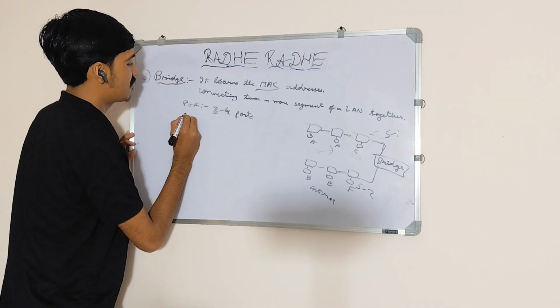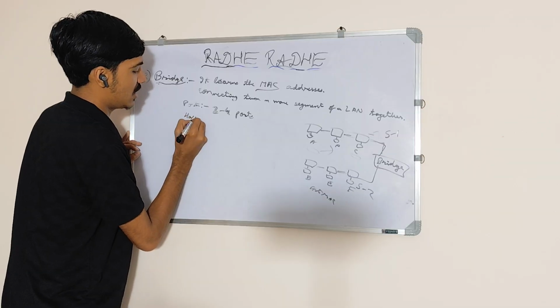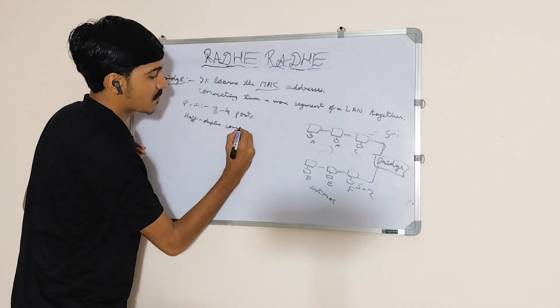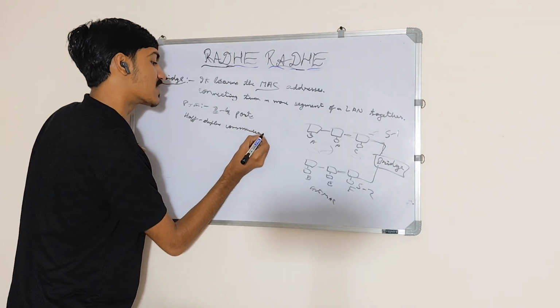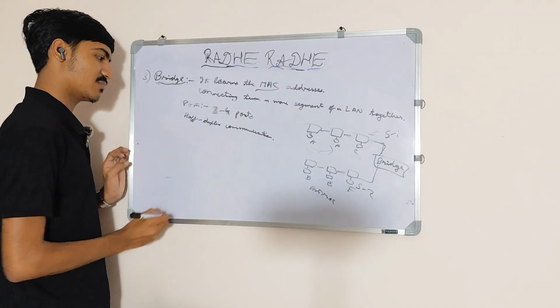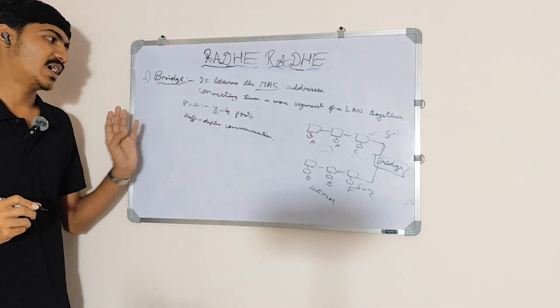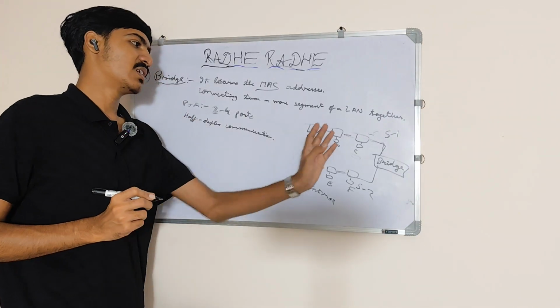The bridge only supports half duplex communication. Hub also supports half duplex communication. Repeater also supports half duplex communication. You must know this. Very important. I said the number of ports, I said the type of communication, and I explained the process.